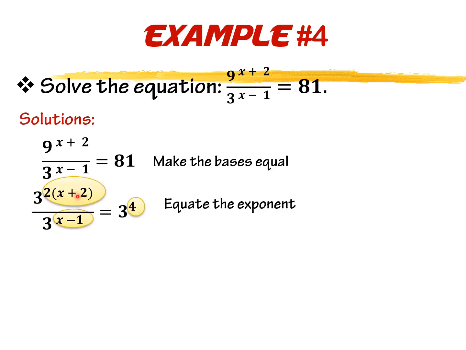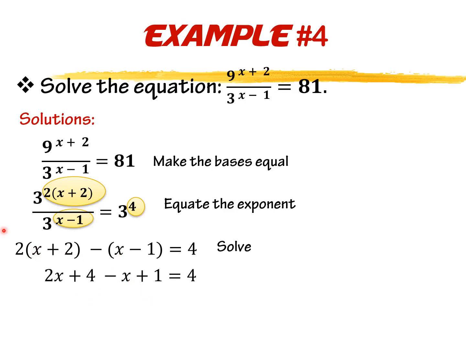Since here the operation is division, applying the laws of exponents for division, we will subtract the exponents. So your equation will be 2 times the quantity x plus 2 minus the quantity x minus 1, equal to the exponent here, which is 4. And then we solve for this using the distributive property. So 2 times the quantity x plus 2 will give you 2x plus 4, and here we will have negative x plus 1 is equal to 4.